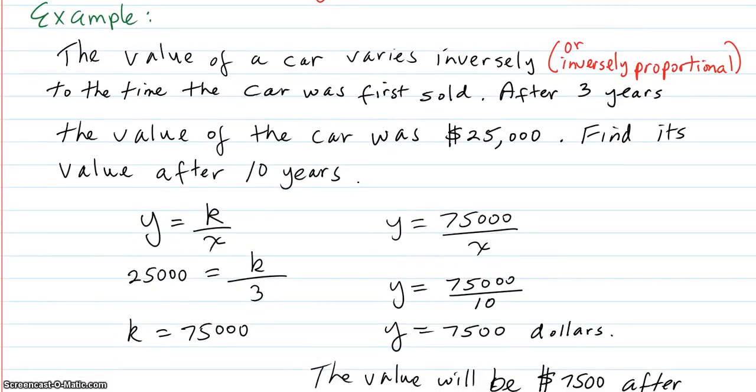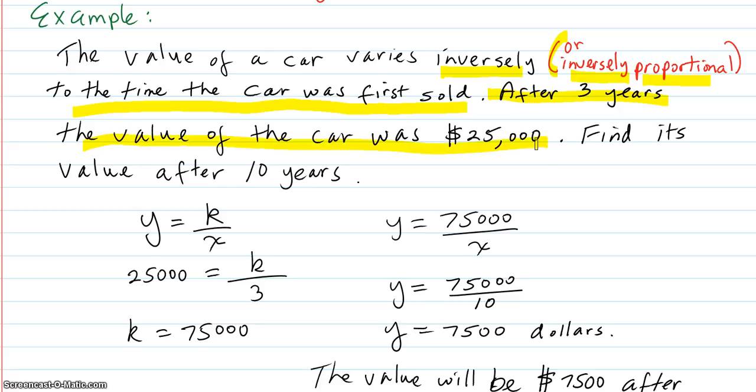Here's an example. The value of a car varies inversely, or they could have said is inversely proportional to, the time since the car was first sold. So evidently, the car's value goes down when the time since you bought it goes up. That makes sense. After 3 years, the value of the car was $25,000. Find its value after 10 years. As time goes on, the value is dropping, so we expect it to be a lot less than $25,000.